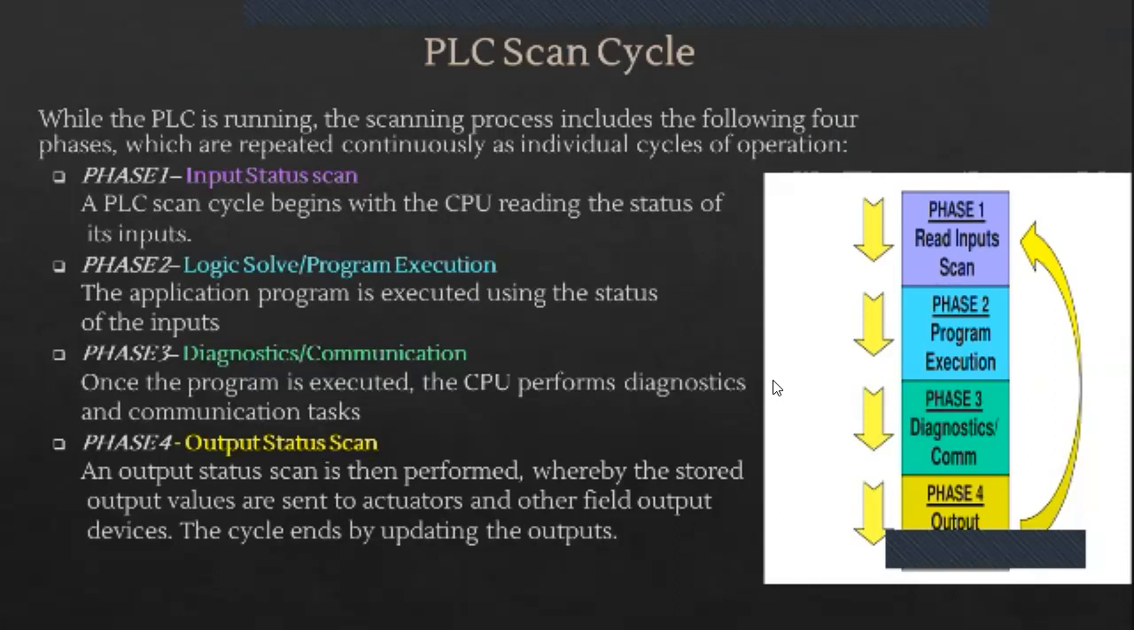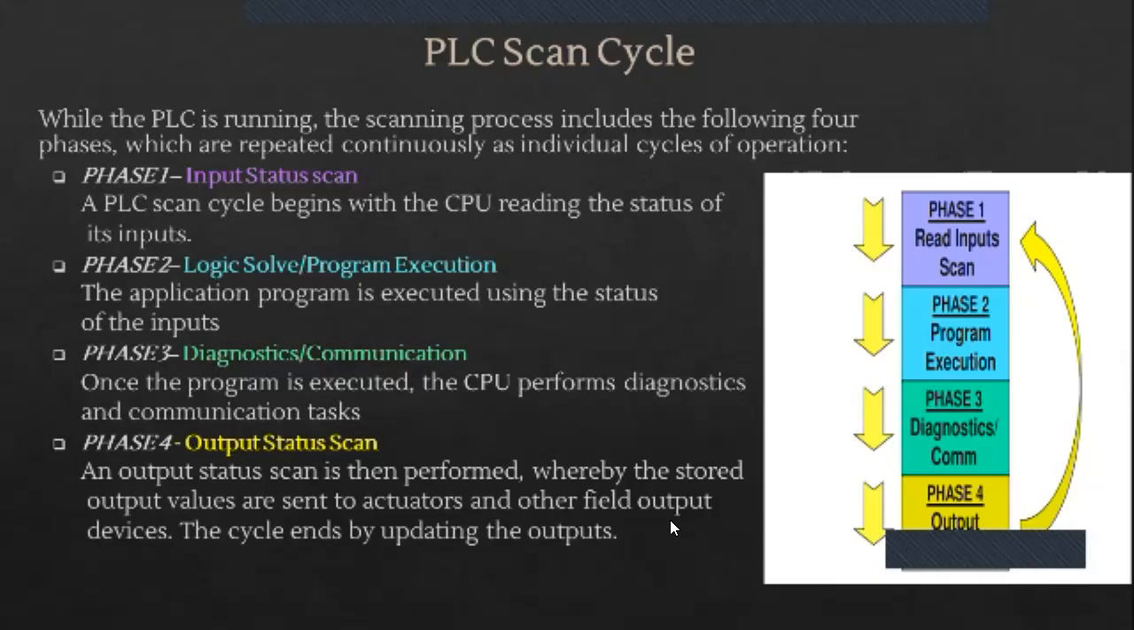So, as for the output scan status scan, what you're trying to do is that scan is done, whereby the stored output values are sent to actuators, like what all has been decided by the program. Those stored output values are sent to actuators, and then they will perform that physical function that they are supposed to do, and then the outputs are updated so that we now know that is the current situation, right?